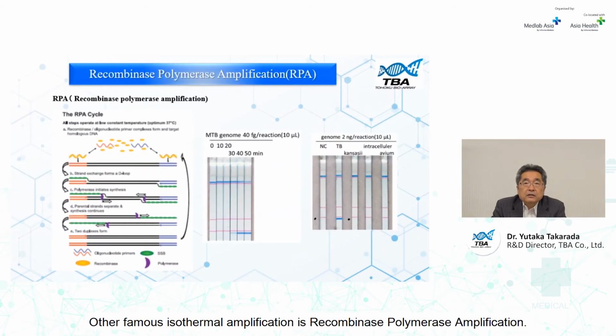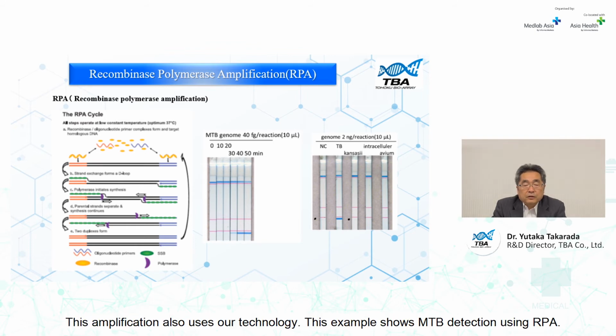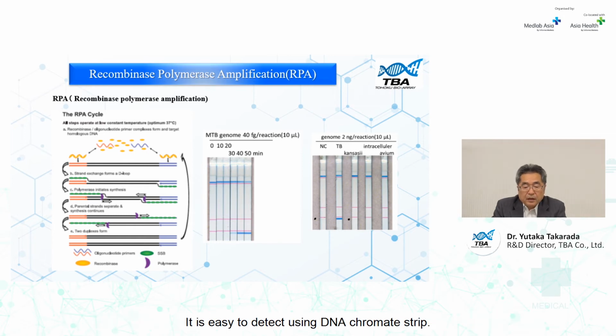Another famous isothermal amplification is recombinase polymerase amplification. This amplification also uses our technology. This example shows MTB detection using RPA. It shows easy detection using the DNA Chromato strip.